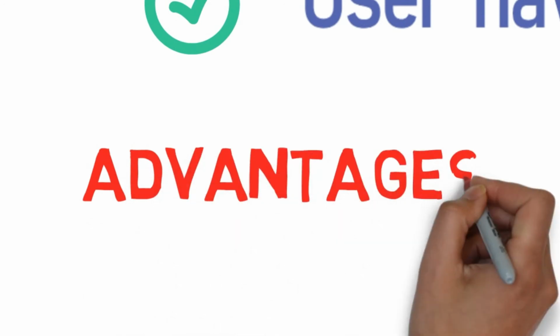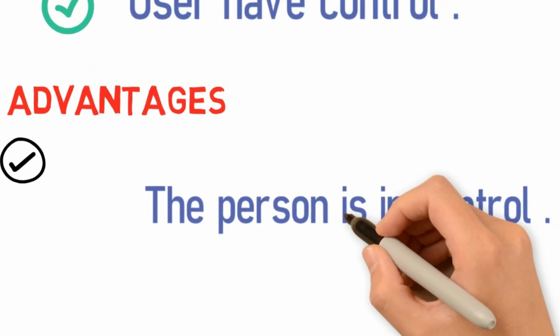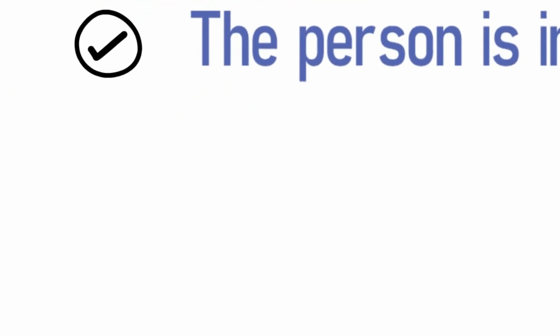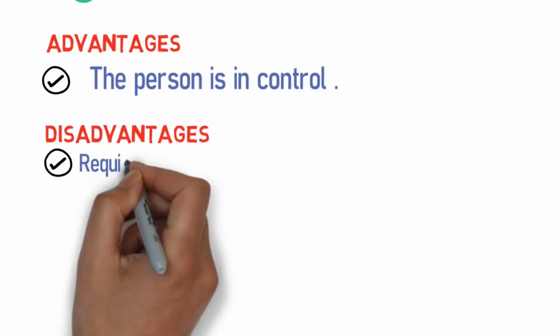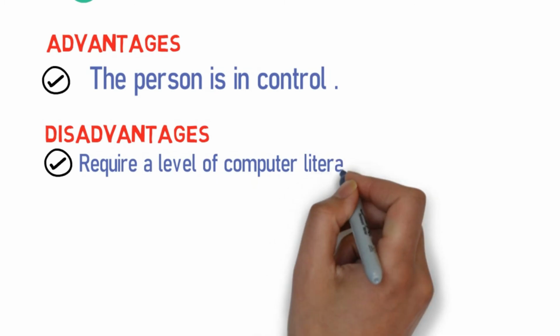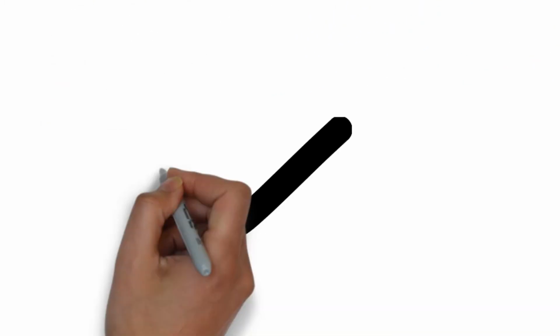Advantages of this category. The person is in control and may use the multimedia according to his preference and need. Non-linear content offers the user interactivity to control progress. Disadvantages of this category. This category requires a level of computer literacy from the user. Sometimes it may be unorganized if not used well, and the user might get lost in the massive information highway.